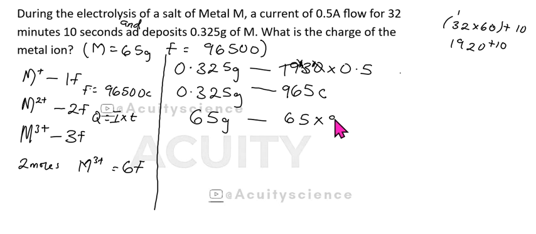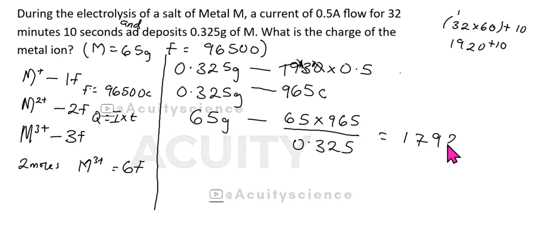65 times 965 divided by 0.325. Just do that with a calculator, and the answer is 17921. This is what you get. Now, this is a quantity of electricity. Let's try to convert this to farads. How many Faradays are in there?